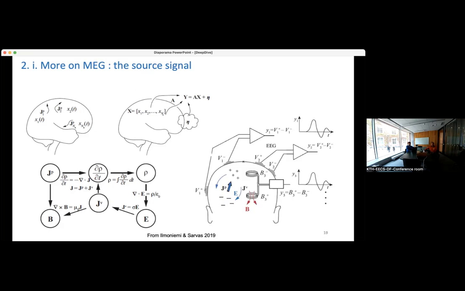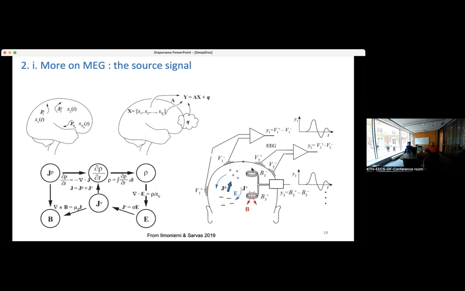And then, so this is your model, and then you try to fit the parameters to compare to your data, and try to see if you can understand where the signal comes from.